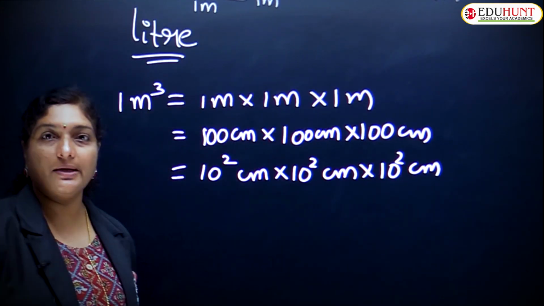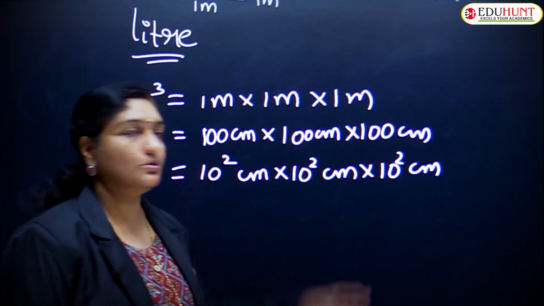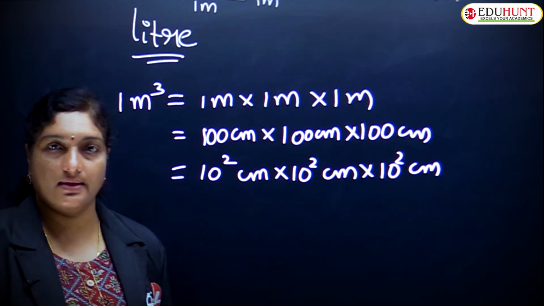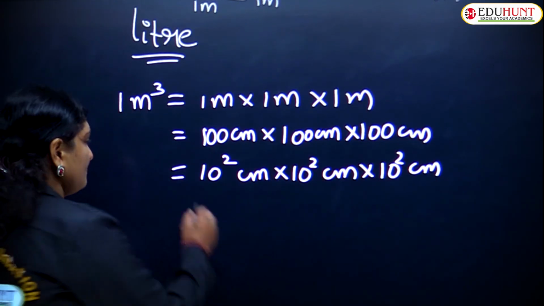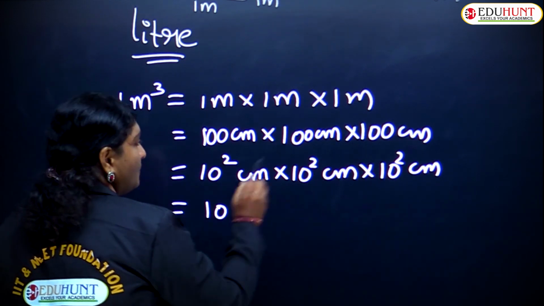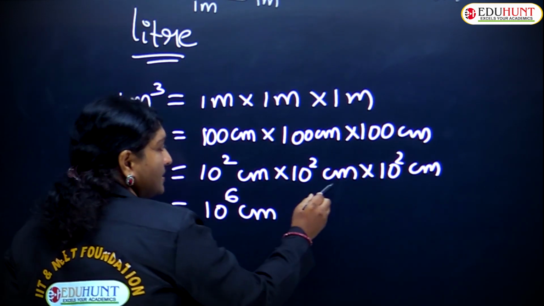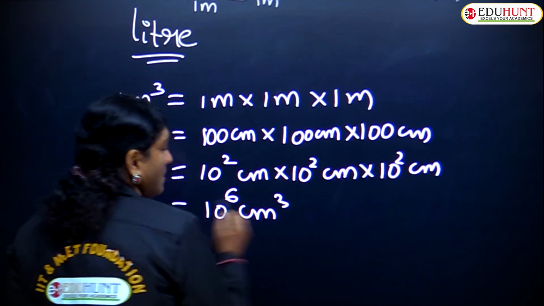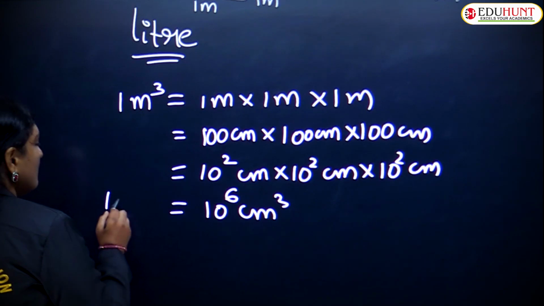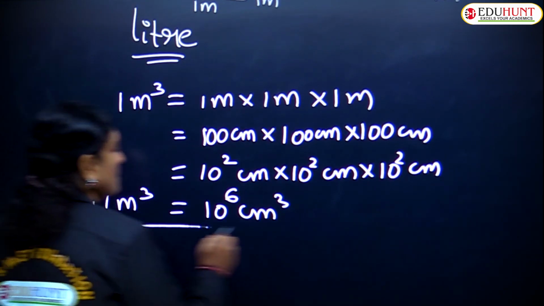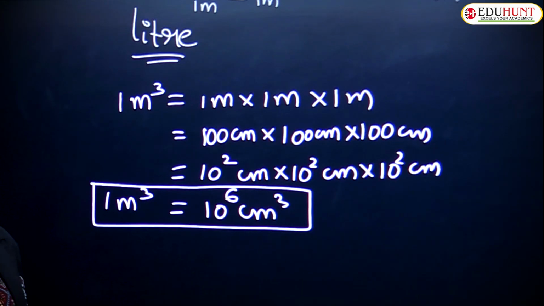Are you getting me, children? Yes. Okay. So here 2, 2, 2. Totally how many 2's are there? Yes, 2 plus 2 plus 2, that is 6. So 10 power 2 plus 2 plus 2, that is 10 power 6 centimeter into centimeter into centimeter. Overall it is 10 power 6 centimeter cube. So 1 meter cube is equal to 10 power 6 centimeter cube.